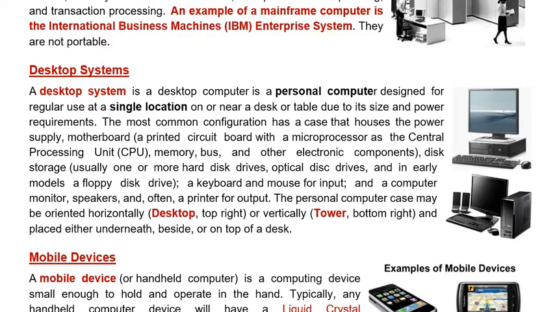This includes storage, usually one or more hard disk drives, optical disk drives, and in early models, a floppy disk drive. A keyboard and mouse for input, and a computer monitor, speakers, and often a printer for output. The personal computer case may be oriented horizontally, which is desktop, or vertically, tower, and placed either underneath, beside, or on top of a desk. So on the right, you can actually see a picture of a desktop computer.